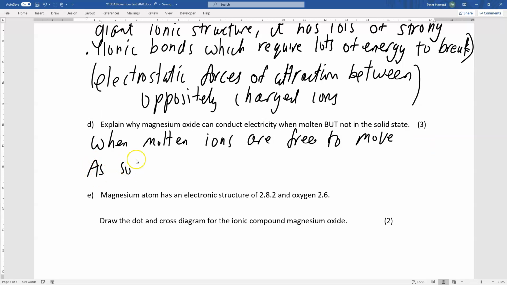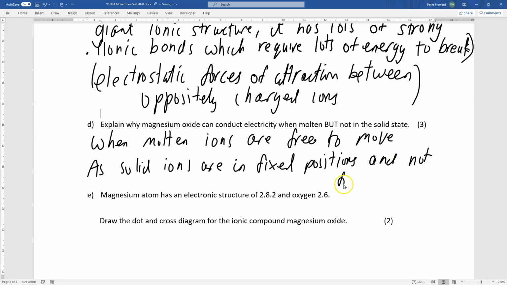As a solid, ions are in fixed positions and not free to move.